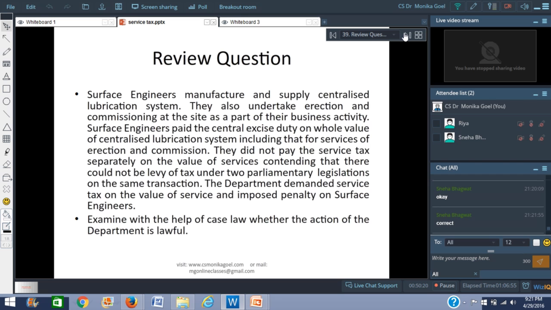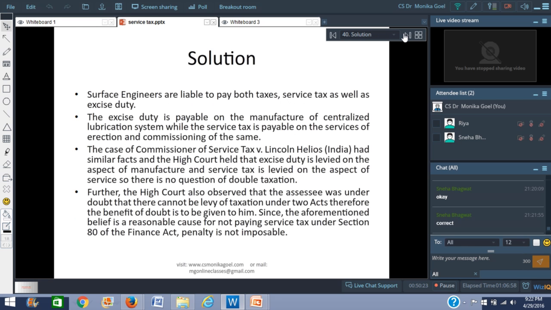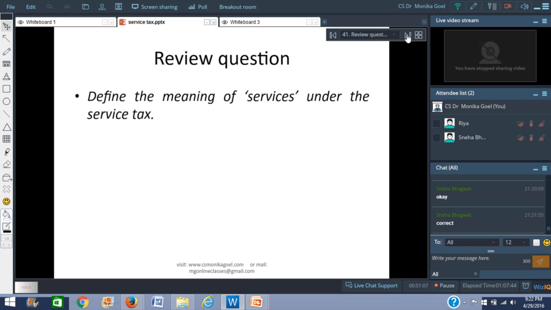It is correct. This has also been held in a judicial decision in the case of Commissioner of Service Tax versus Lincoln Helios India. In this case, the High Court has said that excise duty is levied on the aspect of manufacture and service tax is levied on the aspect of service. So there is no question of double taxation. It has further been said that there cannot be levy of taxation under two acts, so this is not the case. Though the court said that, because there is a confusion, we are giving you the benefit of doubt and therefore we are not putting any penalty on you. But definitely in this case you have to pay both the excise duty as well as service tax, so you have to pay whatever is the balance amount.